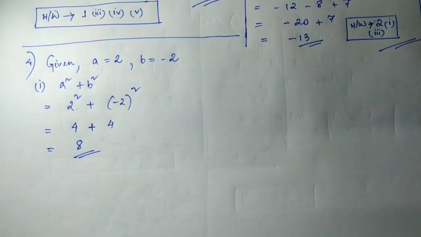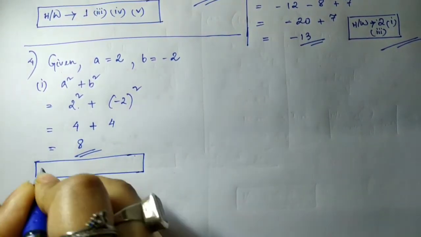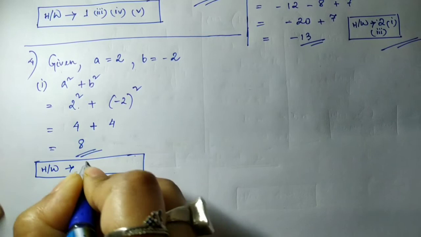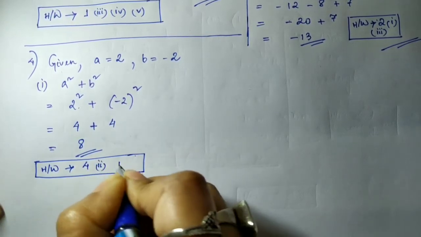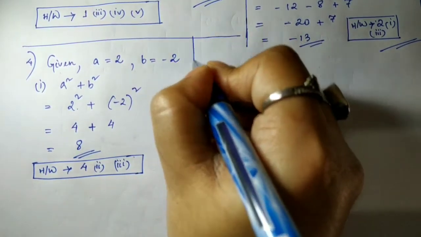So you are going to try the next two, that is question number 4, 2 and 3, as your homework. Now let me show you number 5. Same way, again the value of a and b is given. Let me show you here.